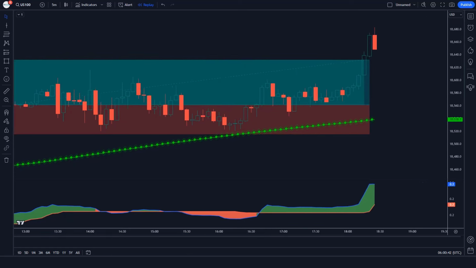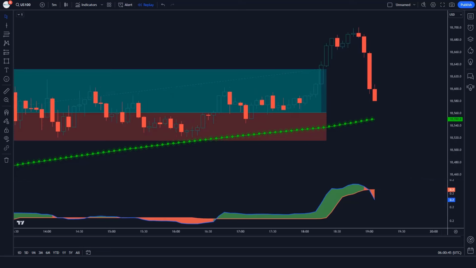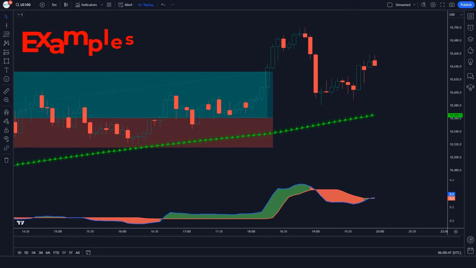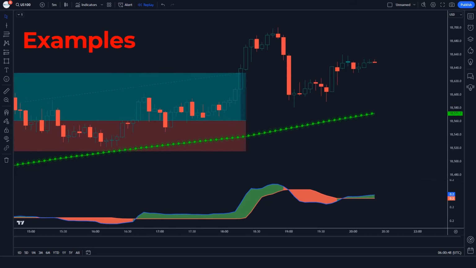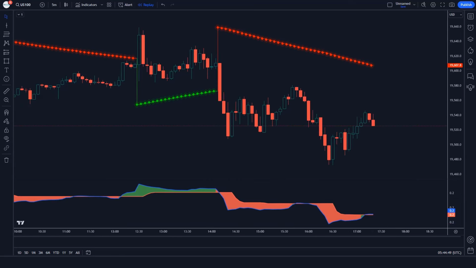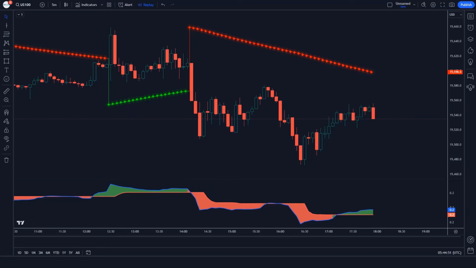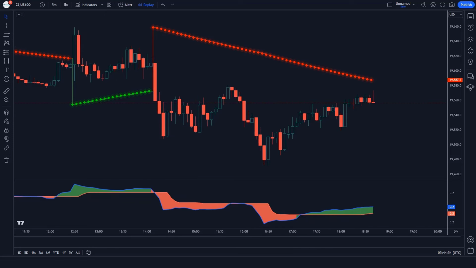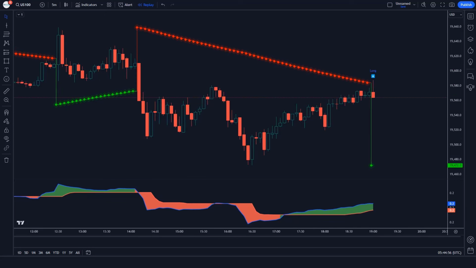I hope you must have understood this trading strategy. If not, then it doesn't matter. We are going to see examples of some trades, so that you will definitely understand. If you have any question related to this strategy, then you can ask in the comment section. We will try our best to answer all your questions.